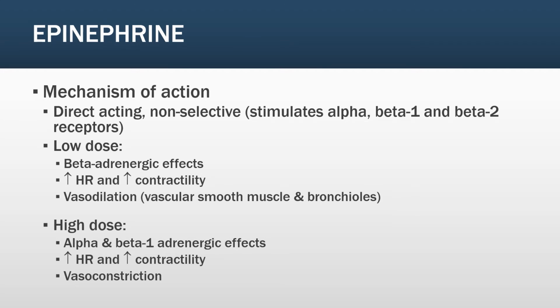Epinephrine is a direct-acting, non-selective adrenergic agonist, meaning it stimulates alpha, beta-1, and beta-2 equally. It is, however, dose-dependent. At low doses, the primary effect is an increase in heart rate, AV node conduction, and contractility via beta-1 receptor stimulation, and vasodilation via beta-2 receptor stimulation. At higher doses, alpha-1 receptor stimulation increases, and beta-2 stimulation decreases, causing vasoconstriction along with the existing beta-1 effects.